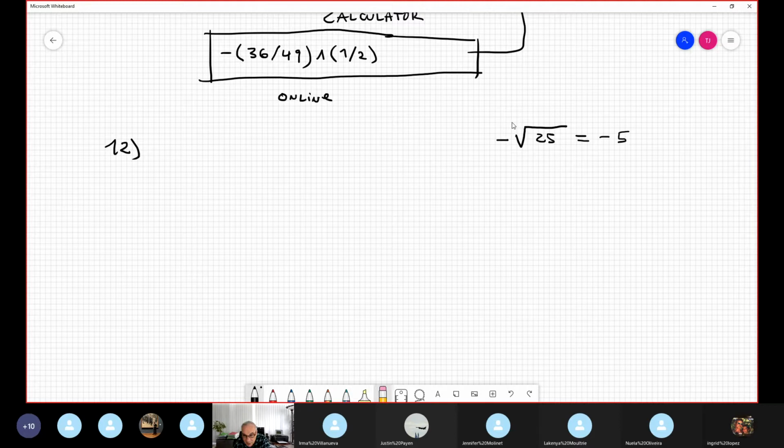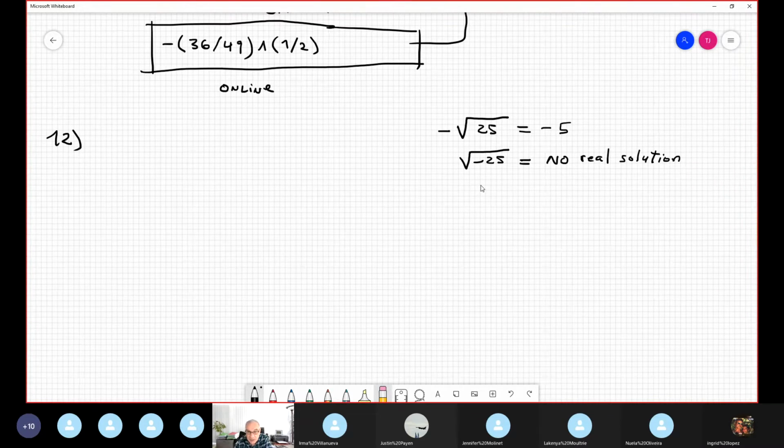Good. However, a negative inside, this is impossible. This is no real solution. At some moment I promise I will explain this idea in detail, but not now. But it is important that you understand that when the negative is outside the radical, you ignore it and you put it in the final answer. But when it's inside, no. And that's it. We have another complication. Suppose we have the cubic root of negative 27.